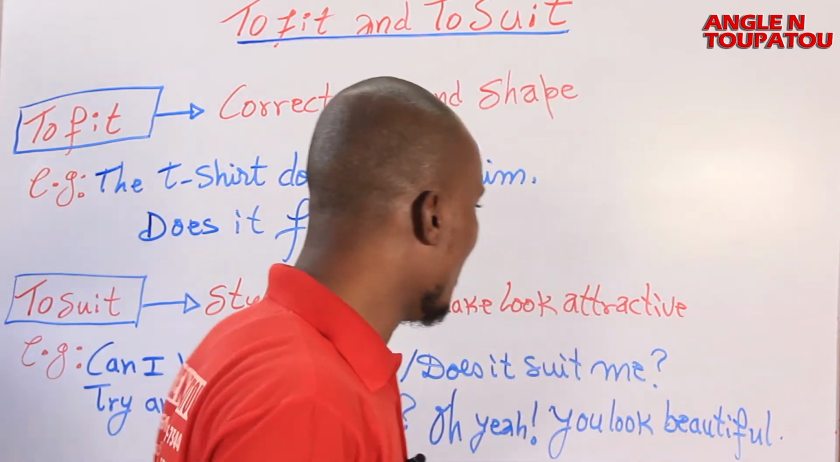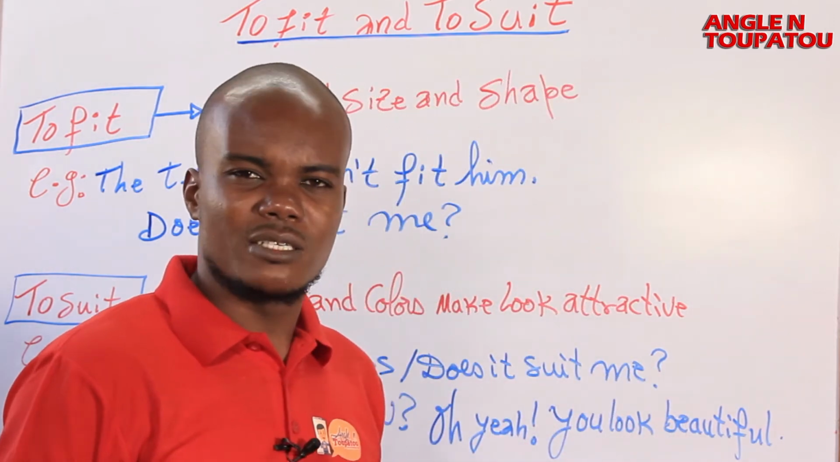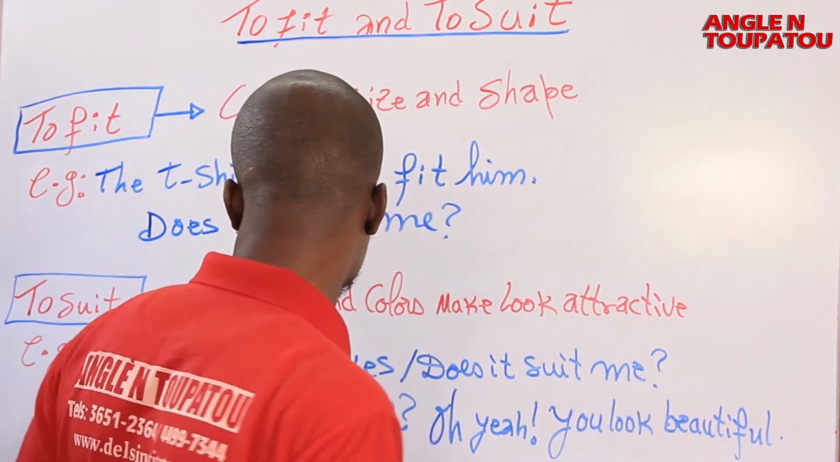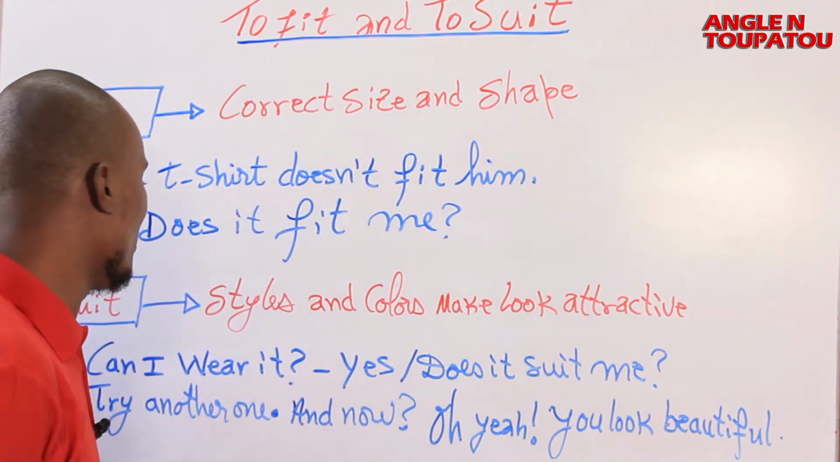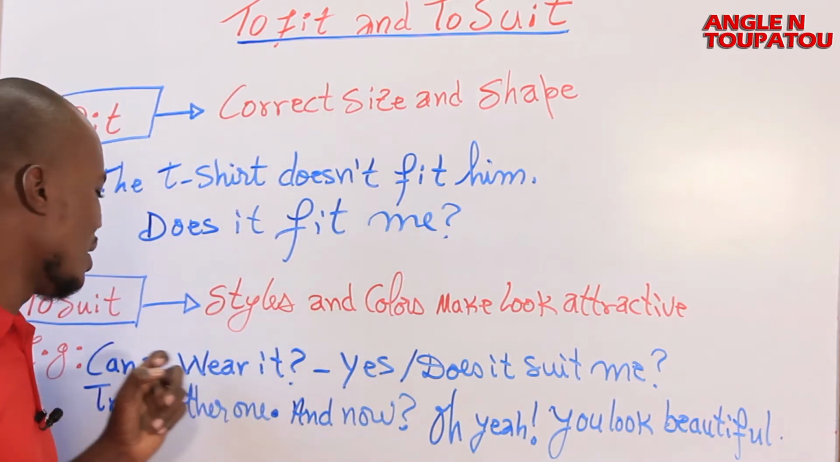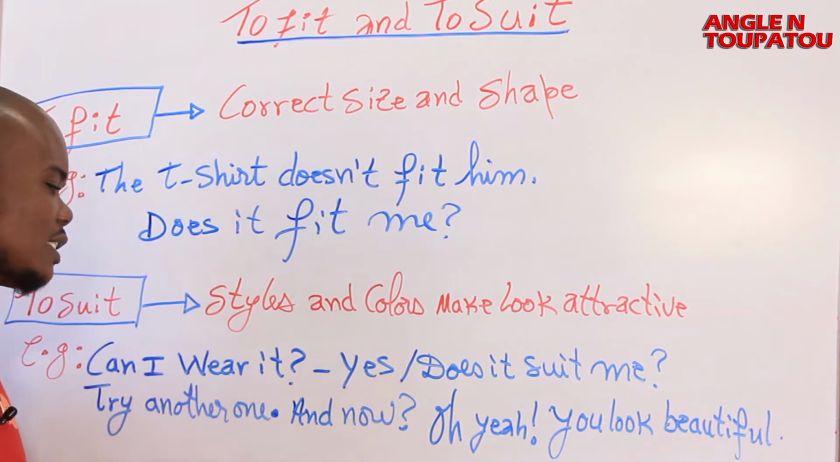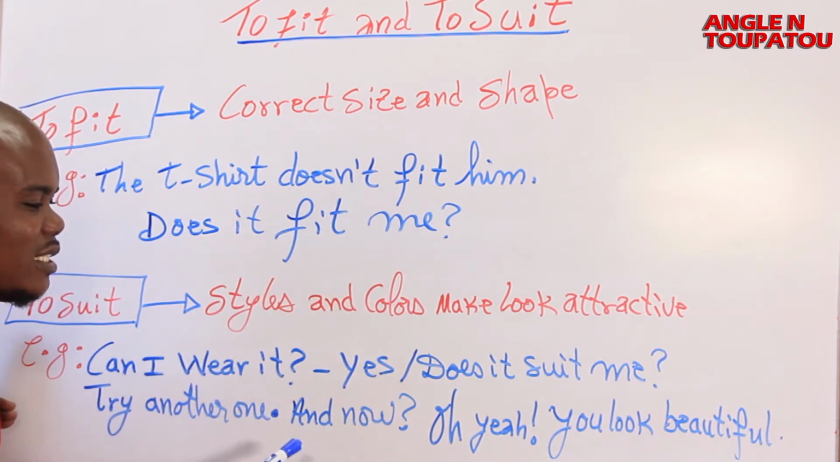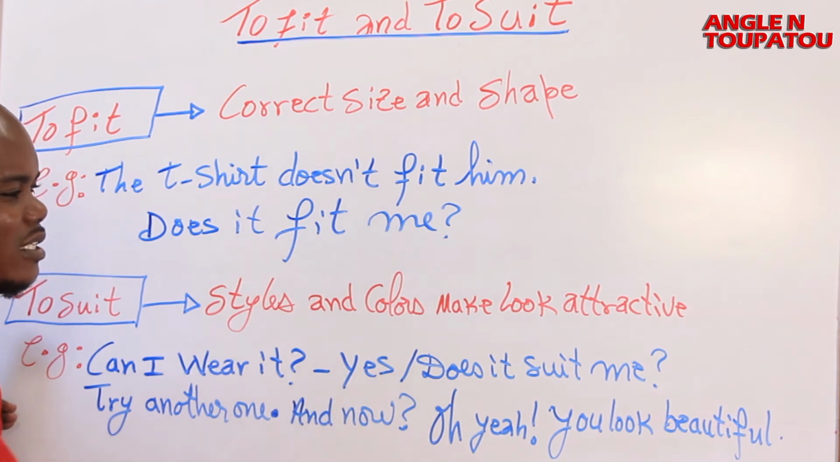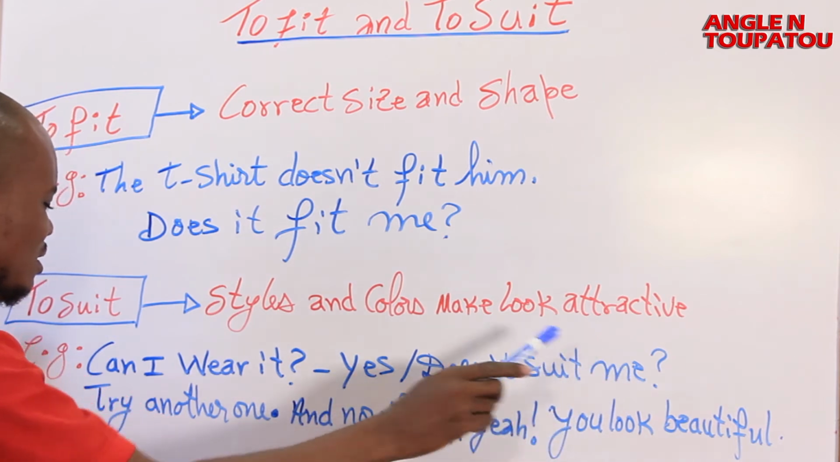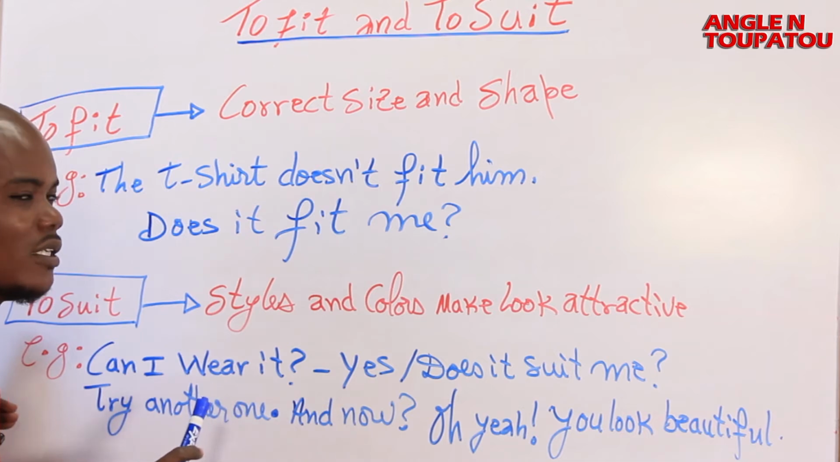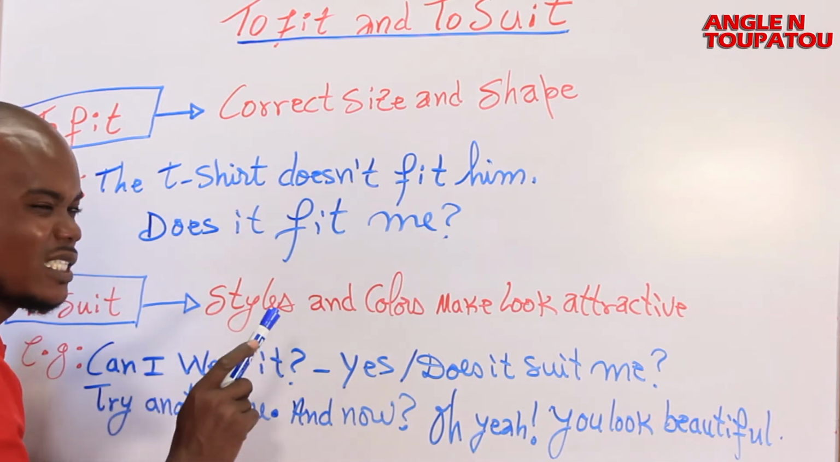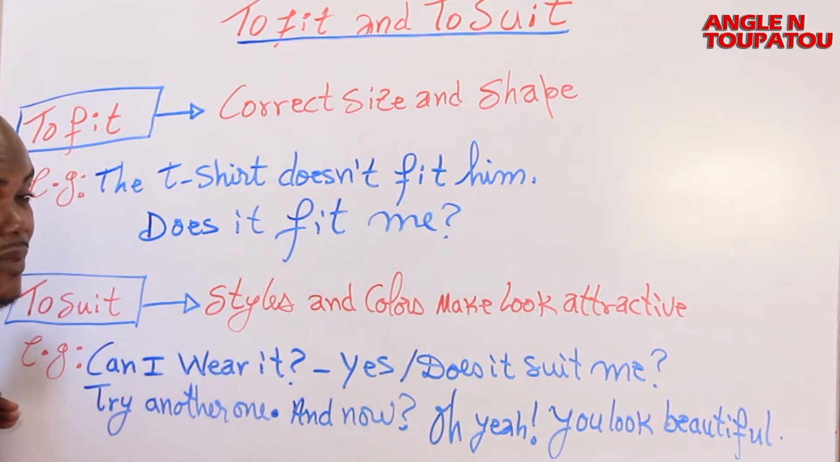Okay, good. If you want to wear a belt, par exemple, tu vas mettre un ceinturon, on m'a dit if it suits you. For example, can I wear it? On a répondu dit yes. Does it suit me? On a dit try another one. Ou dit moun nan, can I wear it? Est-ce que m'ka mette, est-ce que m'ka essayer?